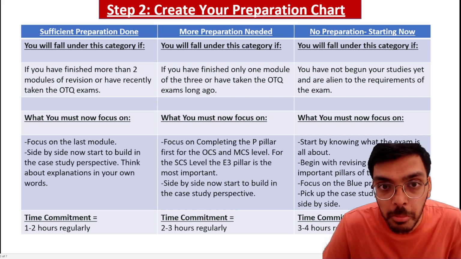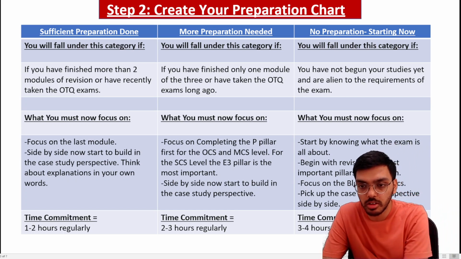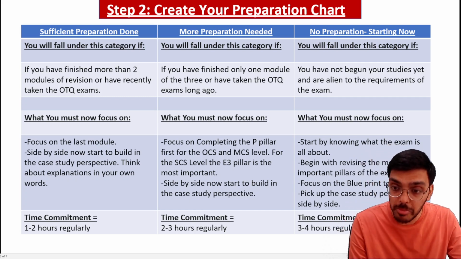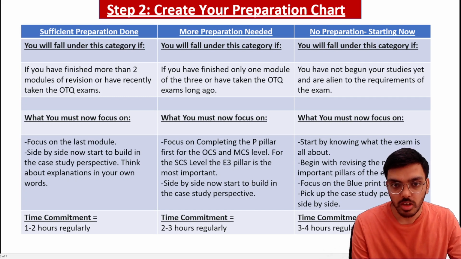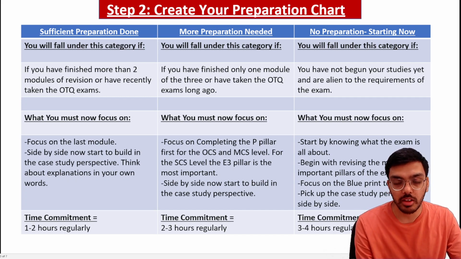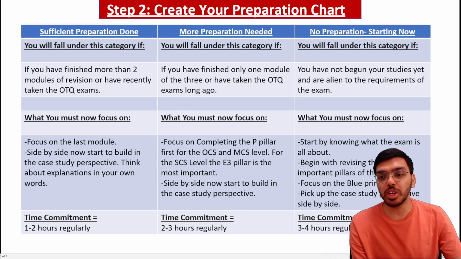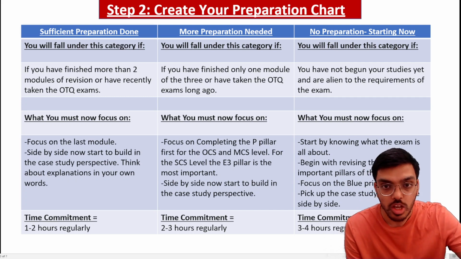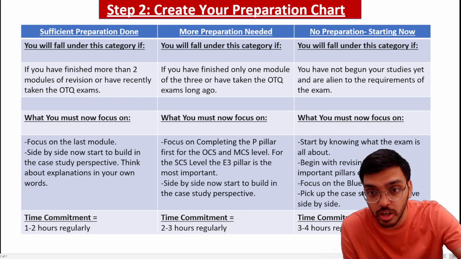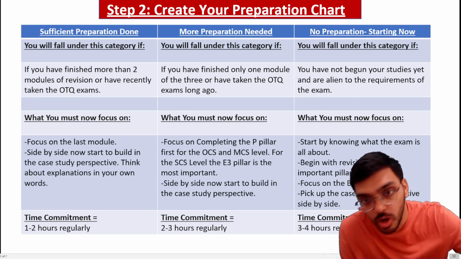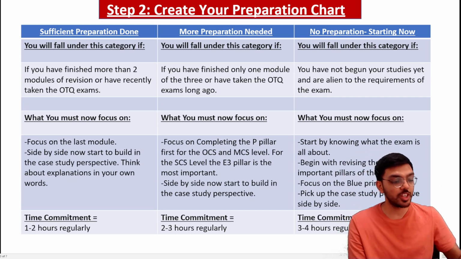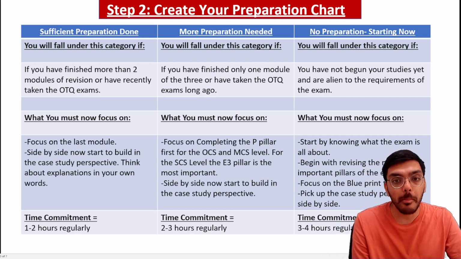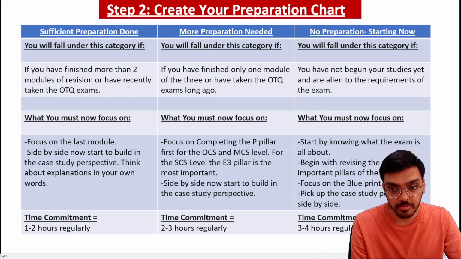Second category is more preparation needed. Now you can fall into this category if you have finished only one module, 1.5 months remaining. You've only finished one module of the 3. Or you finished all 3 OTQ exams, but a long time ago. So you have to do your revision, you have to recall. So if you have to recall, starting after a long break, or if you finished one module of revision, you finished the E module, you have P and F remaining, then you are in the more preparation needed category.